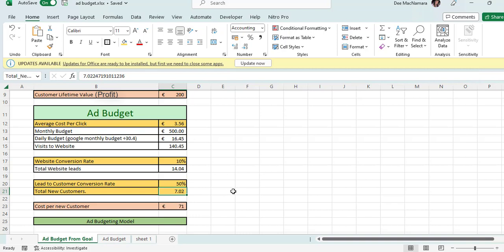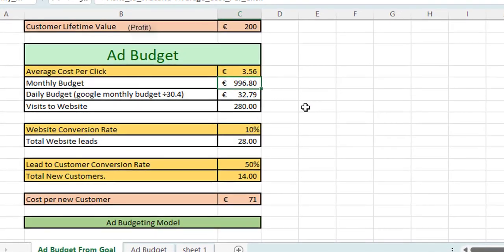So if, for example, I said, actually, what I need is 14 new customers. This time, the monthly budget will be calculated for you. So if I put in here, I need 14 new customers, it is going to tell you that this would need to be your monthly budget. And I've also just used the current March 2023 way it's calculated in Google, which is divide by 30.04. So that's saying that you would need a 32, nearly 33 euro daily budget.